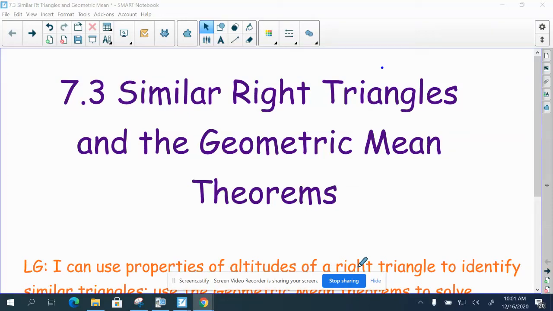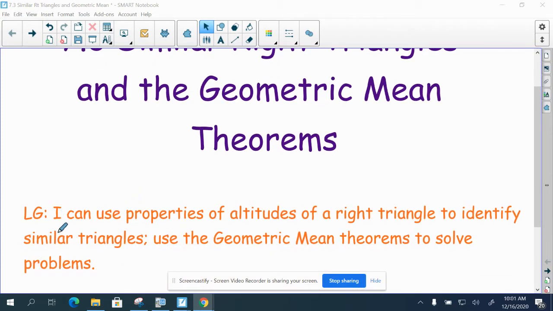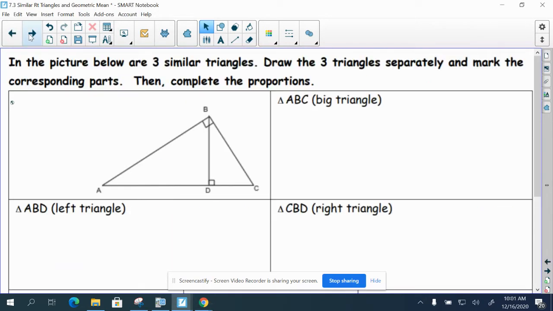Hi everyone, this is lesson 7.3, similar right triangles and the geometric mean. In this lesson, we're going to learn about some special theorems that happen when you have a right triangle and an altitude drawn from the hypotenuse to the right angle, or from the right angle to the hypotenuse. So your learning goal is to use properties of altitudes of a right triangle to identify similar triangles and then use the geometric mean theorems to solve problems.